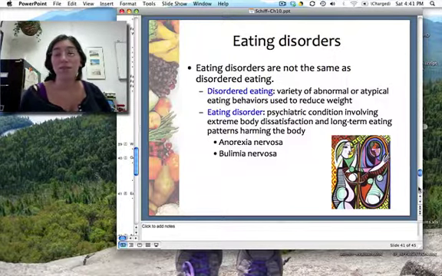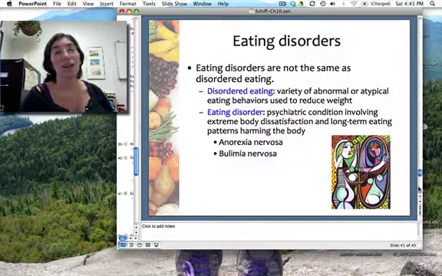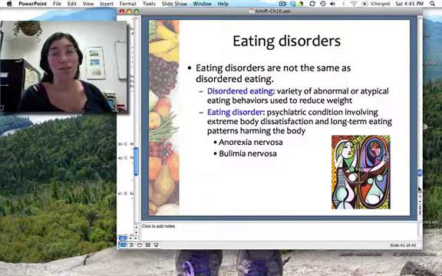So there's a distinction to be made between eating disorders and disordered eating. Disordered eating is when you engage in unhealthy eating habits in order to reduce your weight. Like skipping meals is a classic type of disordered eating.